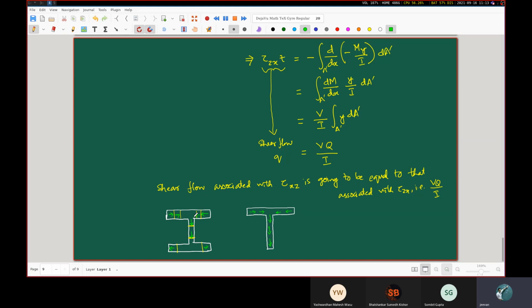Similarly here, this distribution and this distribution, they are going to cancel each other out. This distribution here and this distribution here, they are going to cancel each other out. Ultimately, it is the contribution from this web portion which is going to be equal to the V. You can have more interesting cross sections like this. Suppose a triangular cross section.